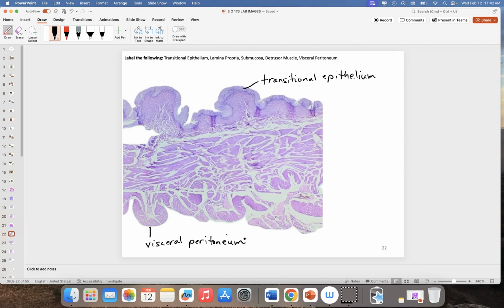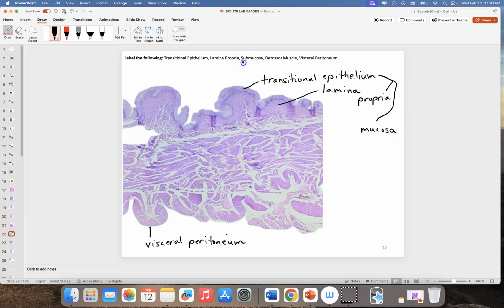In addition to our transitional epithelium, we also have the lamina propria, and that's going to combine together to make up the mucosa or the mucous membrane of the urinary bladder. If we find our transitional epithelium, then our connective tissue that is next is going to be our lamina propria. And again, these two together are known as the mucosa.